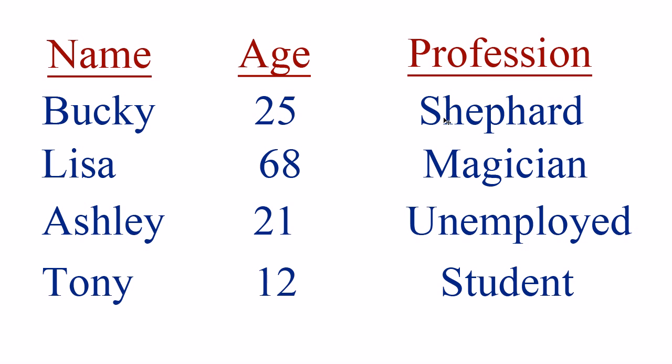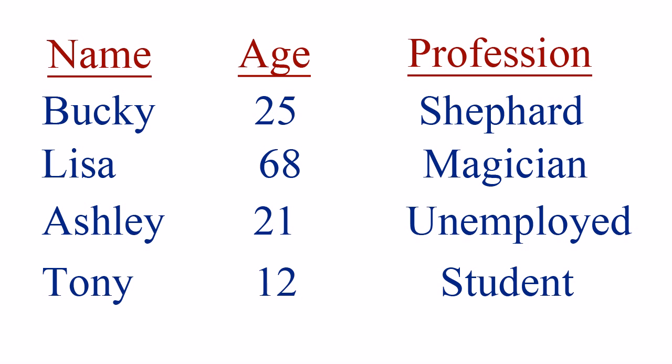Now the rows are a little bit different because each individual entry goes on a separate row. The first entry I have is Bucky, who's 25, and his profession is a shepherd. Now, on the second one, like I said, each row is like an individual entry. So for Lisa's entry, it would be name, Lisa, age, 68, profession, magician. So as you can see, once we have each column with a separate category and each row is a separate entry, it could really help you identify and organize a bunch of data very specifically.